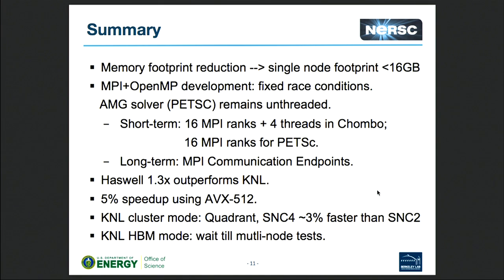So, a short summary of what was done and what the next steps are. Memory footprint reduction was about 3x, which allowed us to fit in MCDRAM memory on each node. And for MPI plus OpenMP, finally we fixed race conditions. However, the algebraic multigrid solver from PETSc remains unthreaded, and the short-term plan is to use 16 MPI ranks plus 4 threads in Chombo, and just 16 MPI ranks for PETSc. The long-term plan is MPI communication endpoints to enable this parallelism in PETSc using threads.